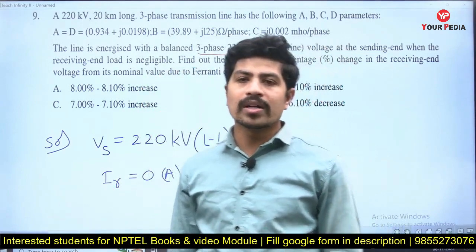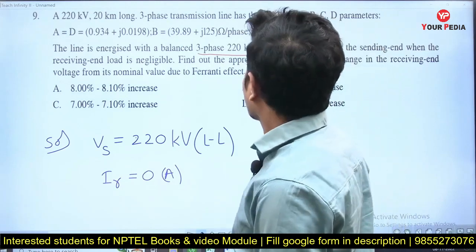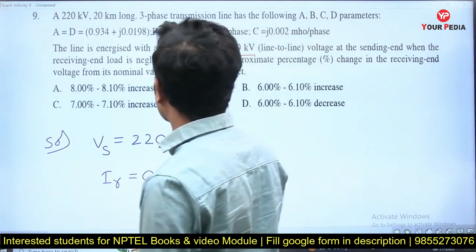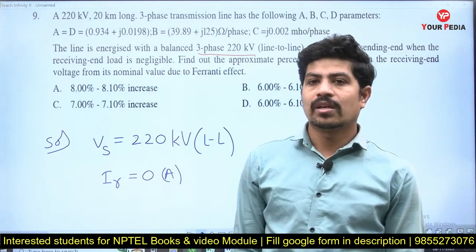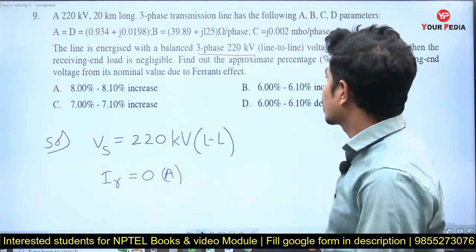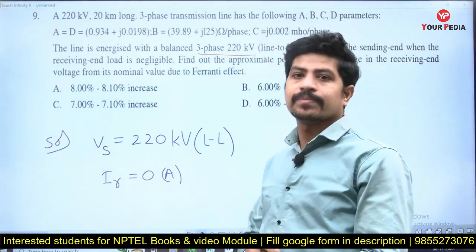Under no load condition, the receiving end current is equal to 0. Then find the approximate percentage change in the receiving end voltage from its nominal value due to the Ferranti effect. Now understand this statement very carefully. What is he asking? Find the approximate percentage change in receiving end voltage.